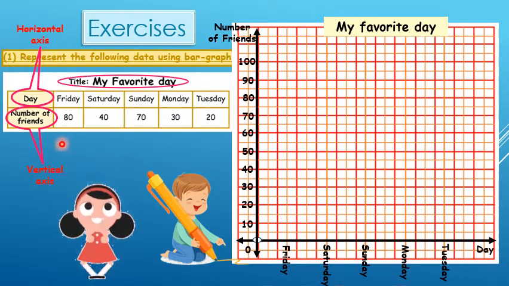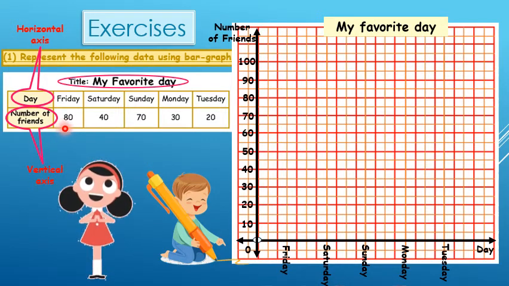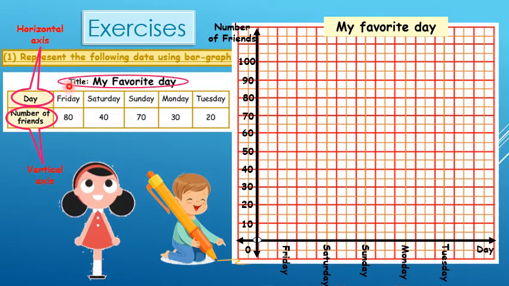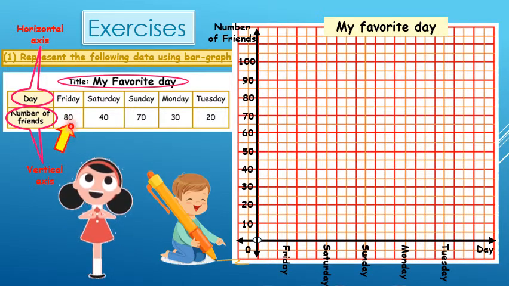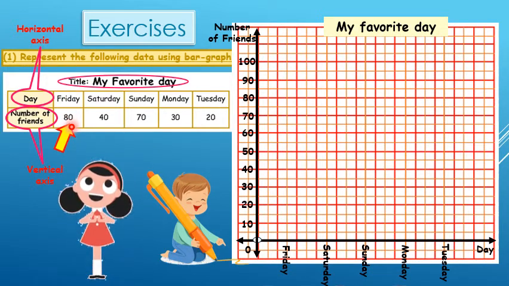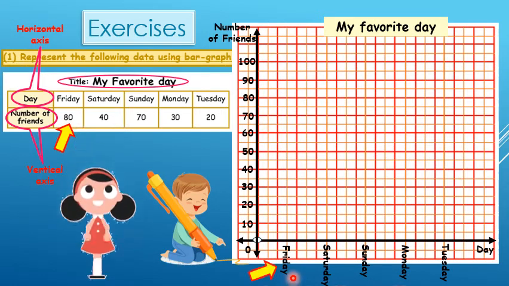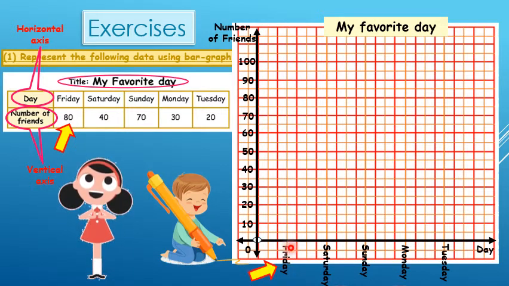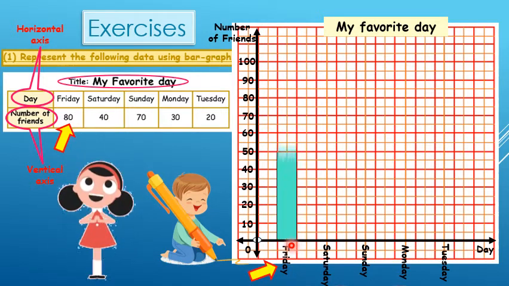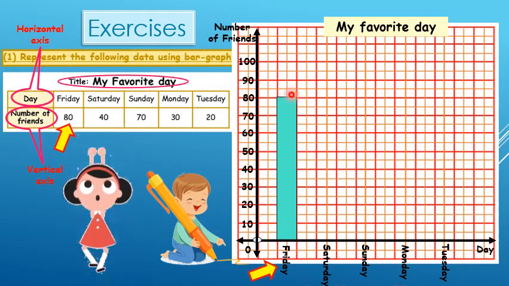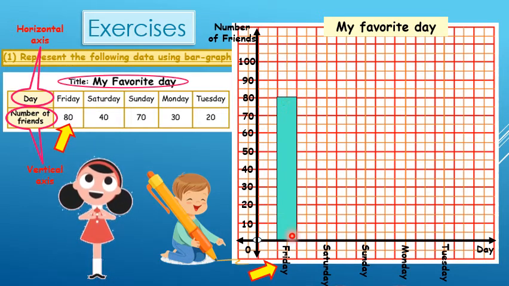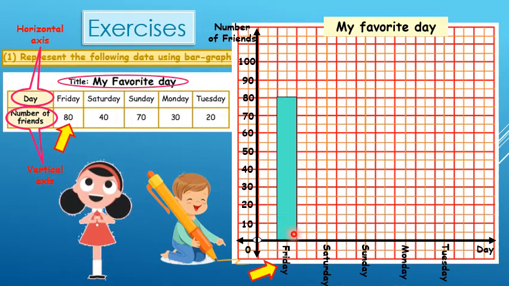Now let's represent our data using a bar graph. The first day here we have Friday. We have 80 friends who love this day. Then we'll go to our graph and put our finger here and go up until we reach 80. Then draw our bar using our pencil and our ruler.